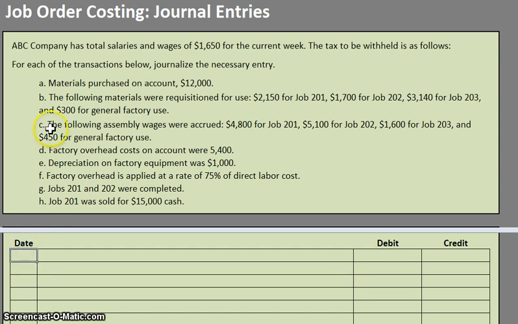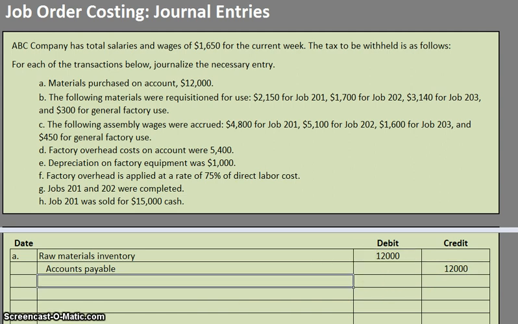All right, so let's start with this first one. A, materials purchased on account, $12,000. When we're purchasing materials, obviously our asset, raw materials inventory, is going to be going up. So we debit raw materials inventory to increase it, and we are going to be crediting accounts payable, our liability, to show that we now owe that $12,000.